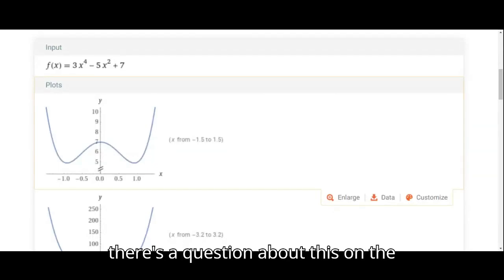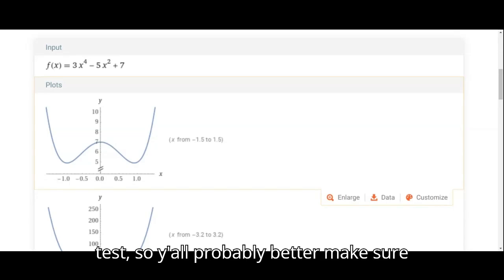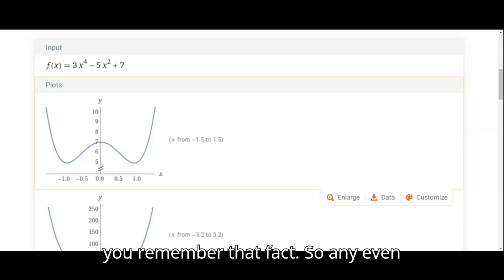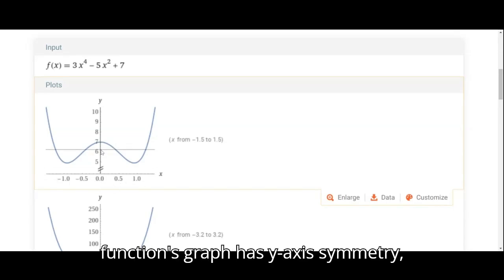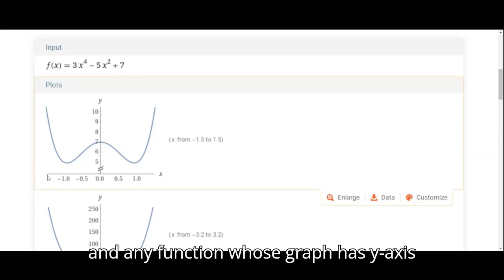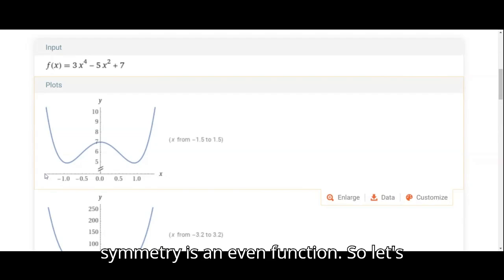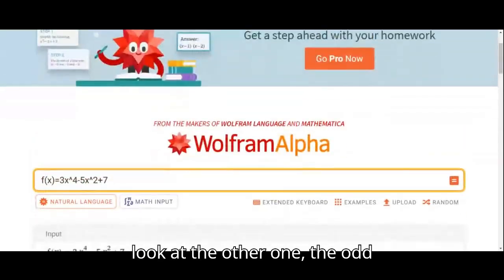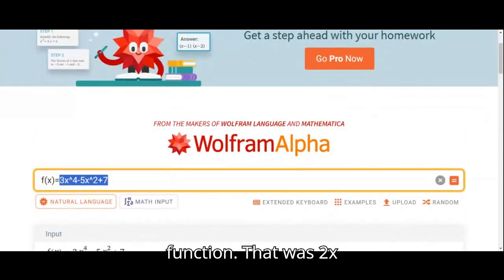By the way, there's a question about this on the test, so y'all probably better make sure you remember that fact. So any even function's graph has y-axis symmetry, and any function whose graph has y-axis symmetry is an even function. So let's look at the other one, the odd function.